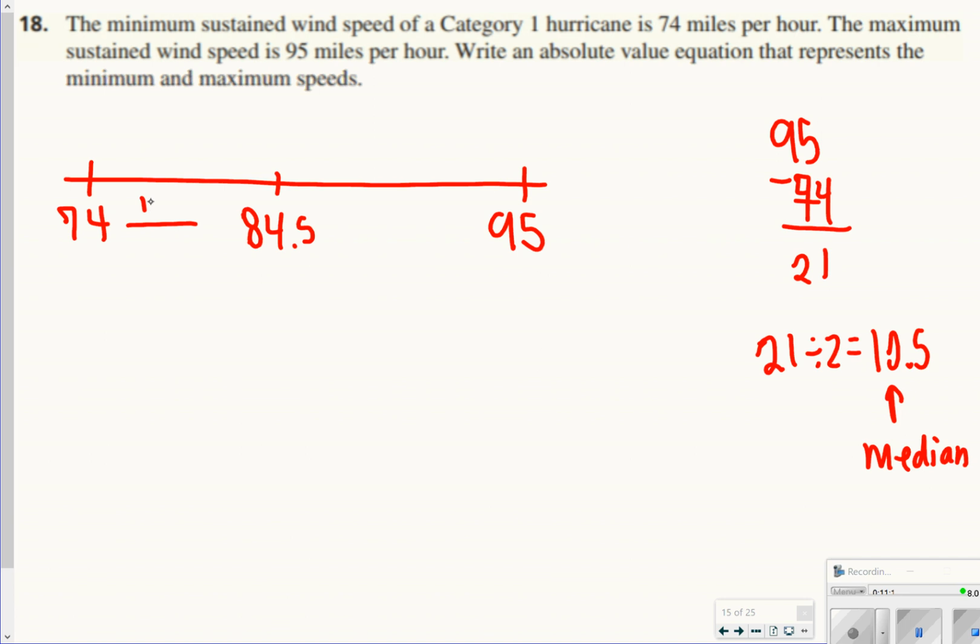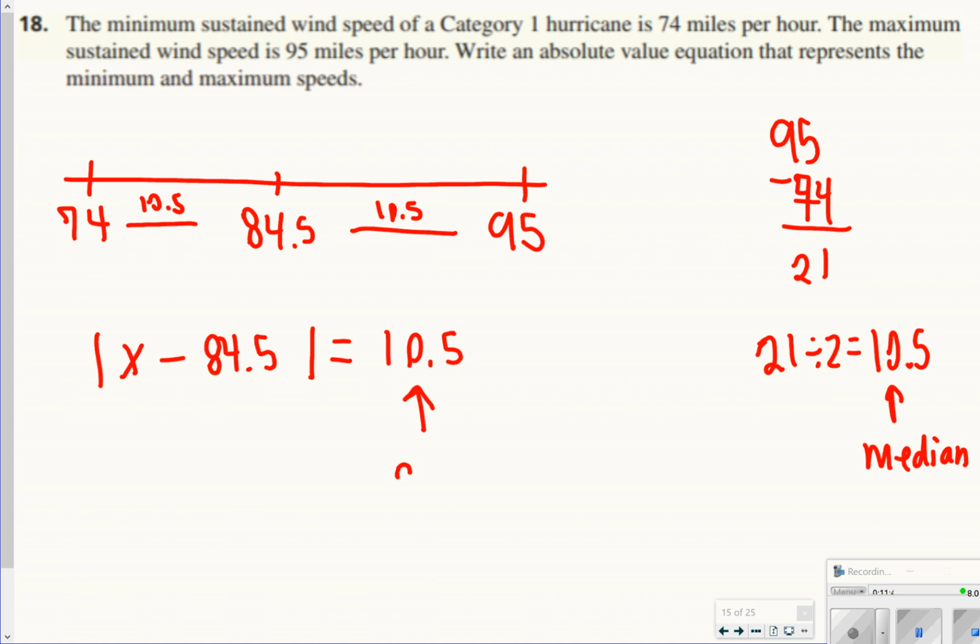Because there is a 10.5 gap between here and a 10.5 gap between here. So whenever you are setting up your absolute value inequality, x minus 84.5 would have a difference of only 10.5 because you can only get up to 95 or down to 74. Okay, so you use the median number for the absolute value when you're subtracting, and then the distance between them for the answer.